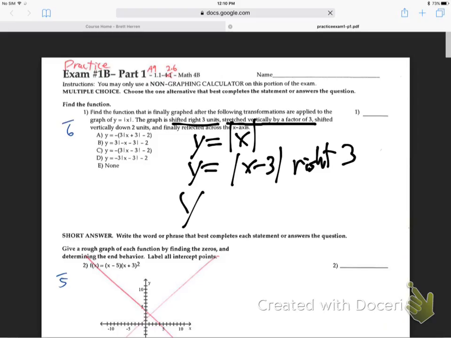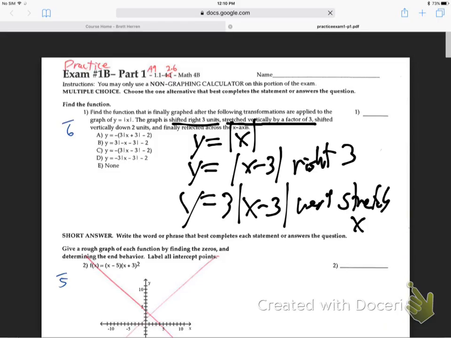So the 3 is going to go, and it's multiplied. It's not added or subtracted. Added and subtracted things move the graph. Multiplied things stretch it and compress it. And we're talking about a stretch. Does that make sense? So that's a vertical stretch times 3.